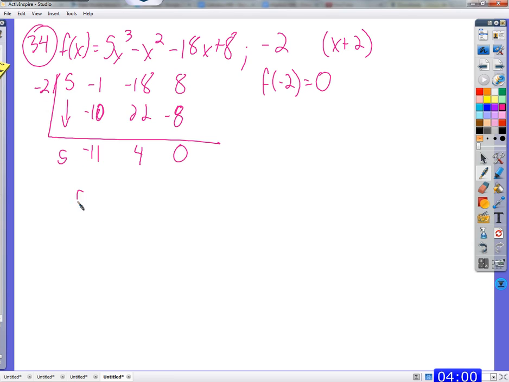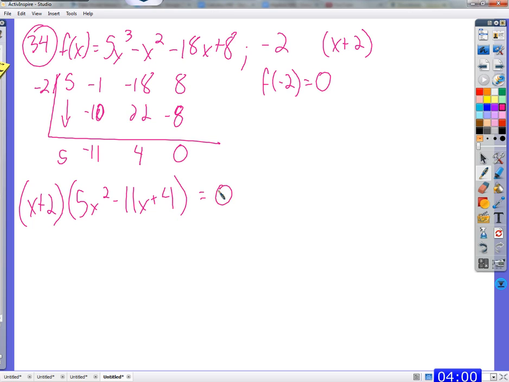And we found 5x squared minus 11x plus 4. X plus 2 times 5x squared minus 11x plus 4, what will that be? If I multiply these two factors together, what will they be? 5x cubed minus... the original thing. So we took this and, using synthetic division, we factored out the factor of x plus 2. We found the other factor, 5x squared minus 11x plus 4.